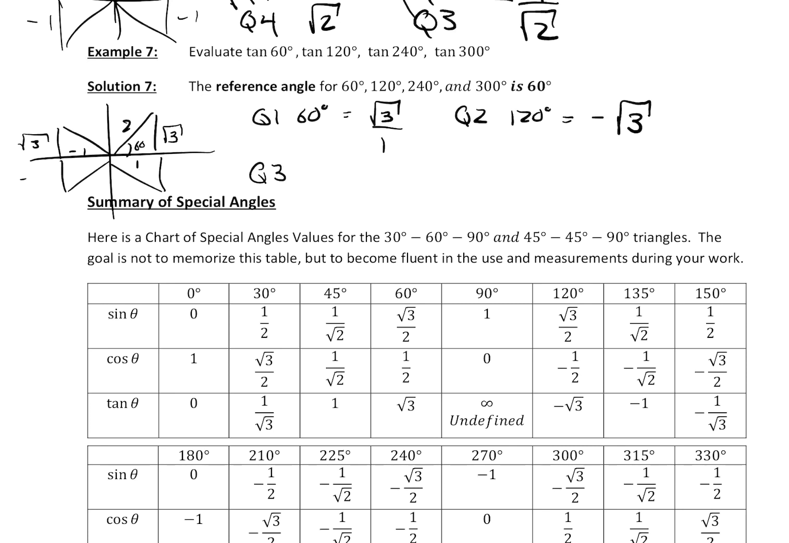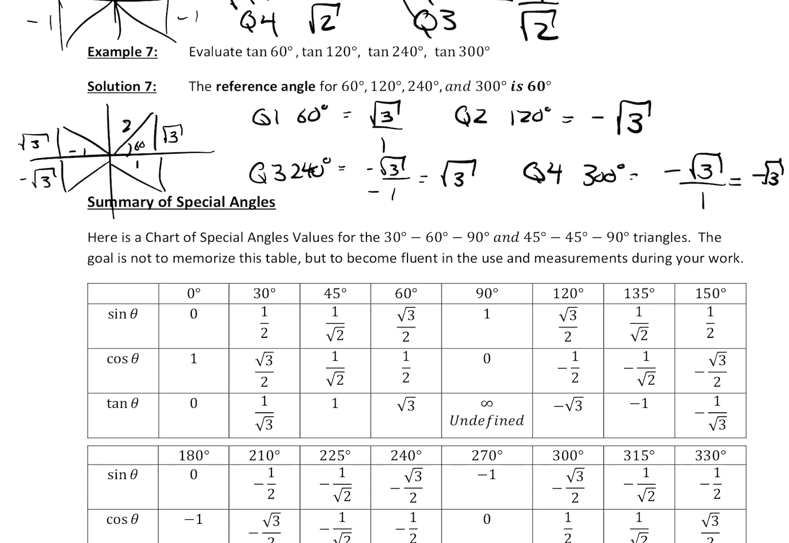You have a negative y value, negative root 3, and a negative 1. So Q3 is 240 degrees. You have negative root 3 over negative 1, which is positive root 3. And then in Q4, you are at 300 degrees. Again, we are at a negative y, but a positive x, so negative root 3. So you'll see we jump from going positive to negative to positive to negative.